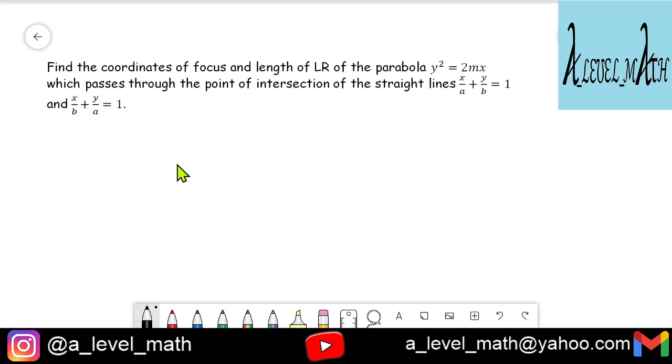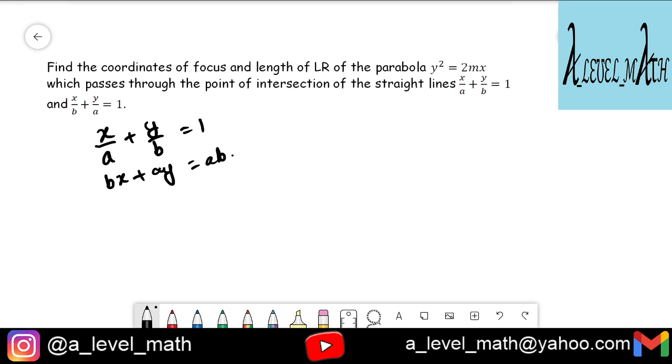So let's solve these. So the first equation is x by a plus y by b is equal to 1, and the second equation is this. So there are many methods. So first of all, let's simplify this first equation. I can write this down as bx plus ay is equal to ab, and then I can write down the second equation as ax plus by is equal to ab.